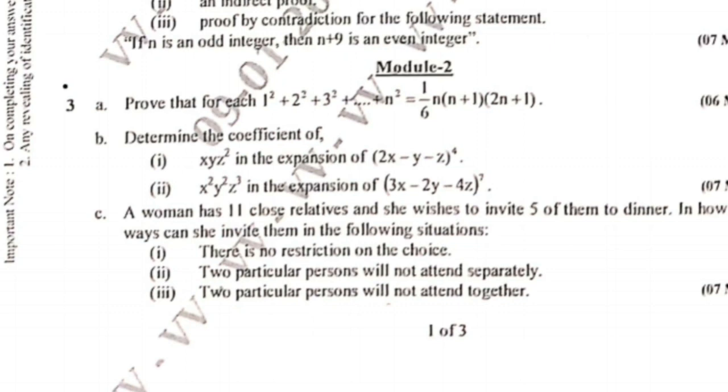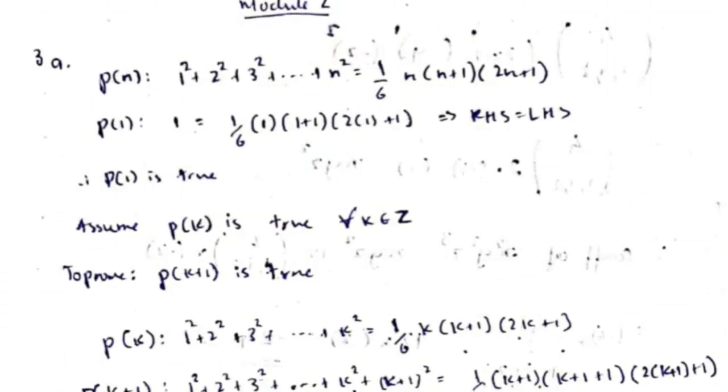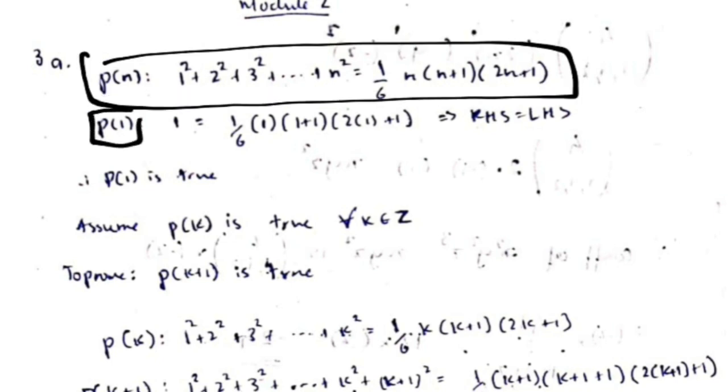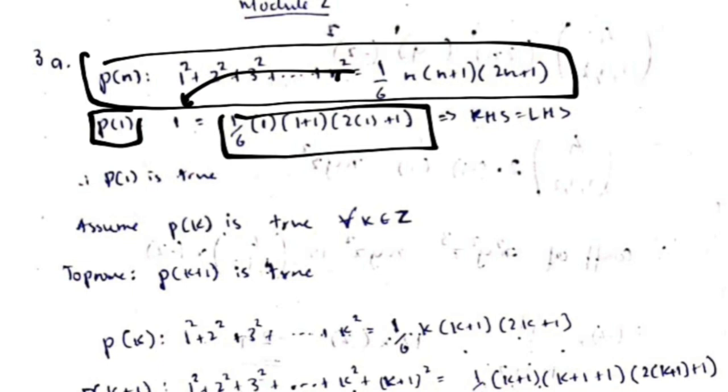Coming to module 2, the first question of 3a is regarding mathematical induction. So let's see how to approach this question. See, there are 4 basic steps to write the statement using mathematical induction. The first is write p of n, which is what's given in the question. Okay, that you have to write. Then we'll solve for p of 1. So instead of n, we'll substitute 1, and then we'll get the value of the RHS and LHS as same. Okay, that is for p of 1.